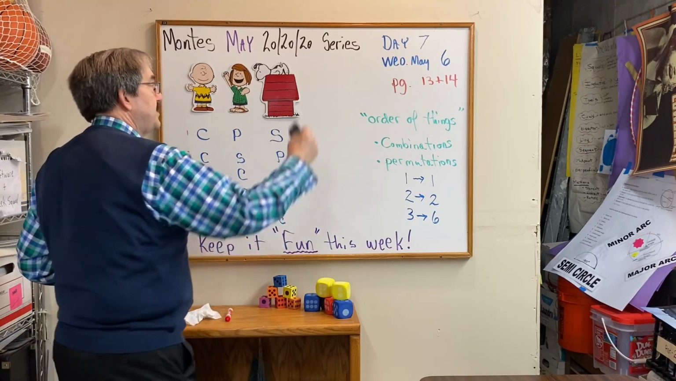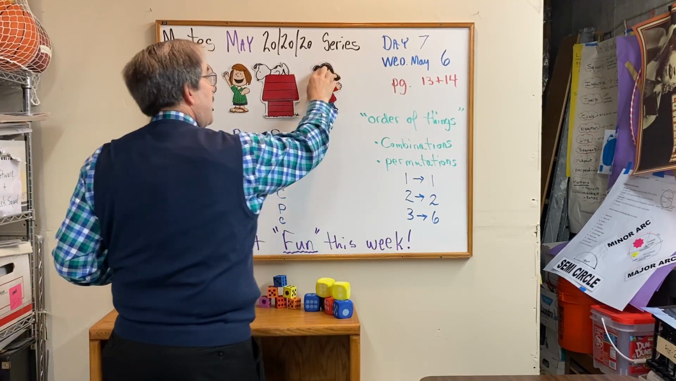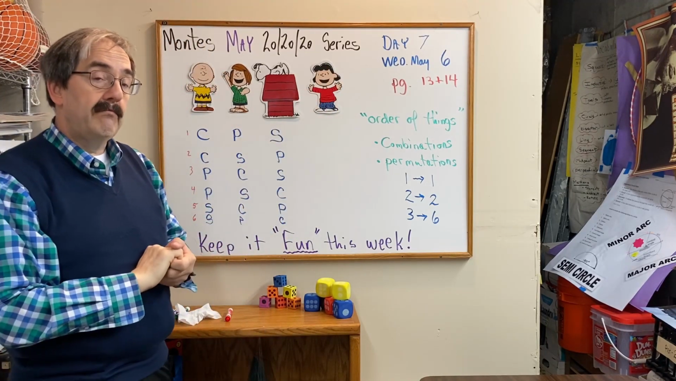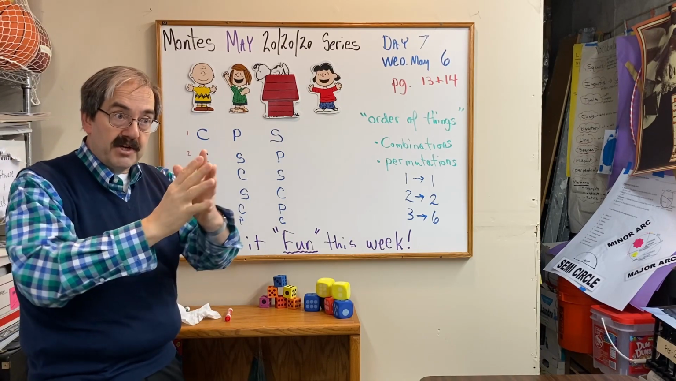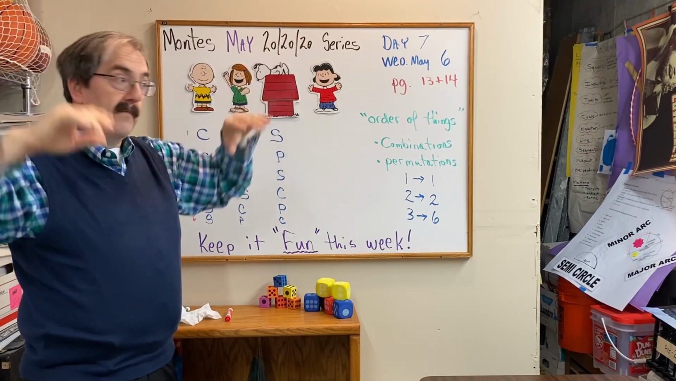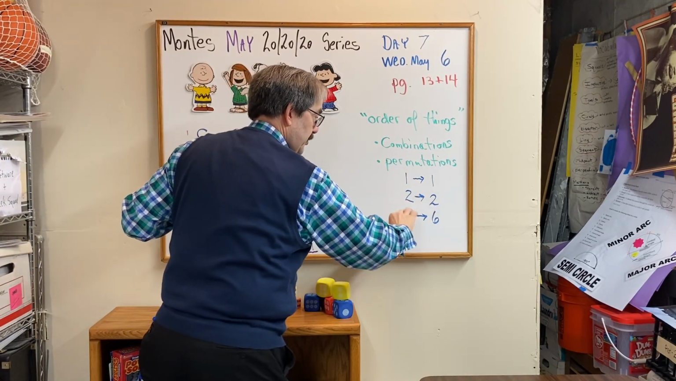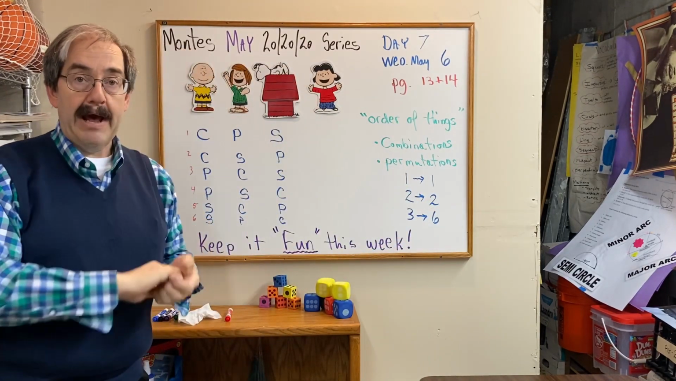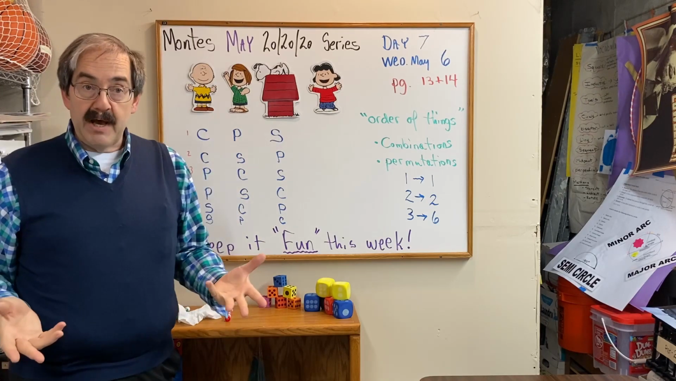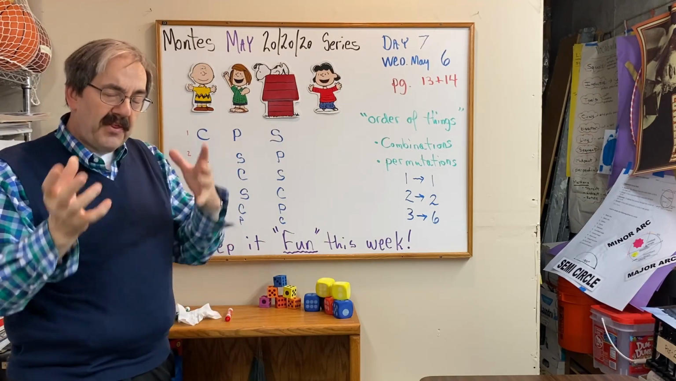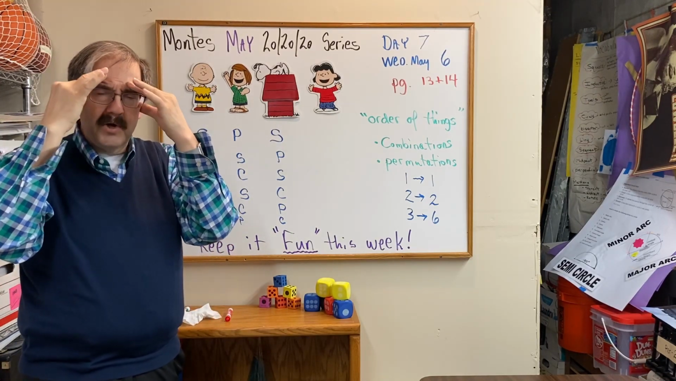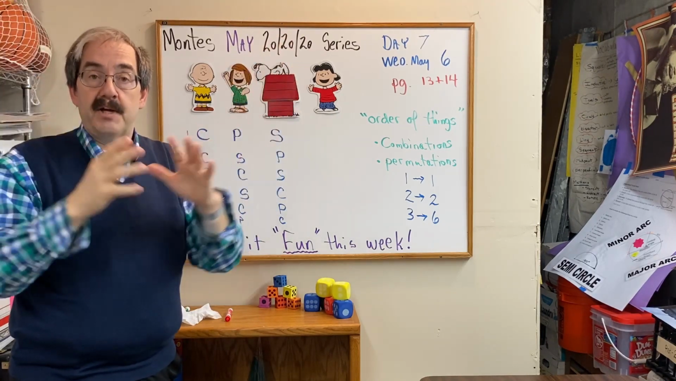What happens if I add Lucy? You see how it starts to grow? 1, 1, 2, 2, 3, 6. There is a pattern here. There is math behind it. That's what I'm asking you to think about this week. Let's try to enjoy it and see how fast it grows.